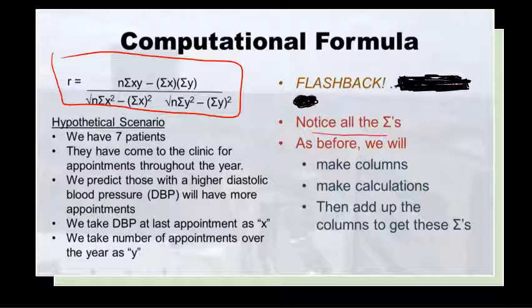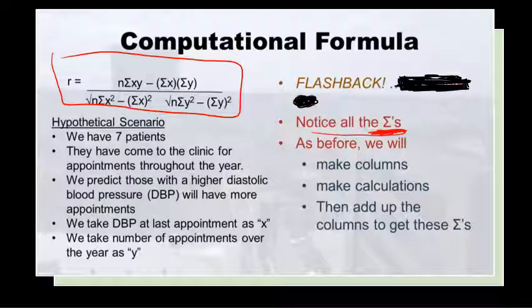Notice that there's a lot of sums in this equation. So basically, you're going to be fine because it's just going to be like last time. Remember last time when we made some columns, then we made a couple calculations, and then we added up all the columns to get all your sums, and then we used that to throw back into the equation, and then boom, we were good. So we're going to be fine, and we're going to work this out together.